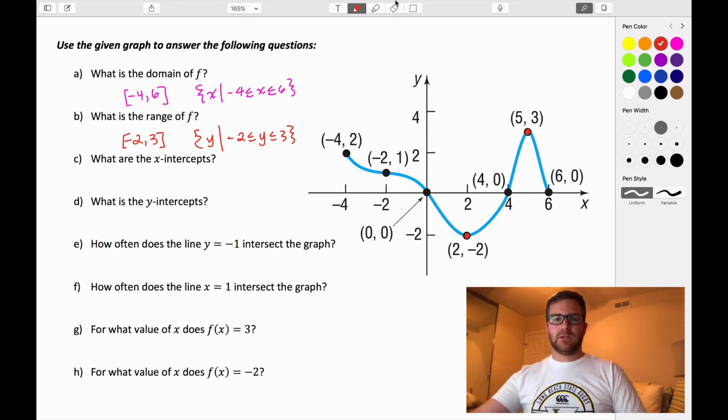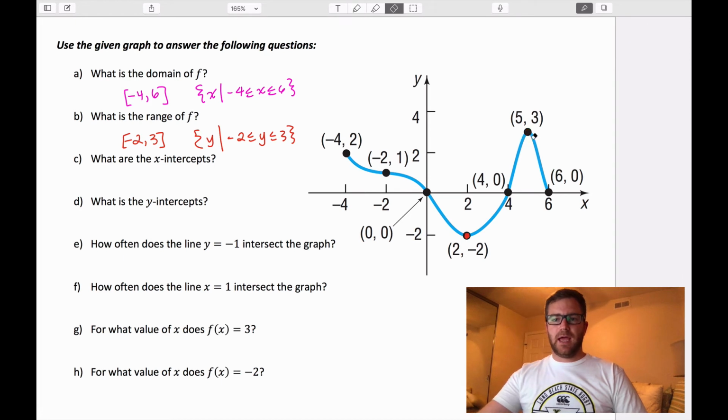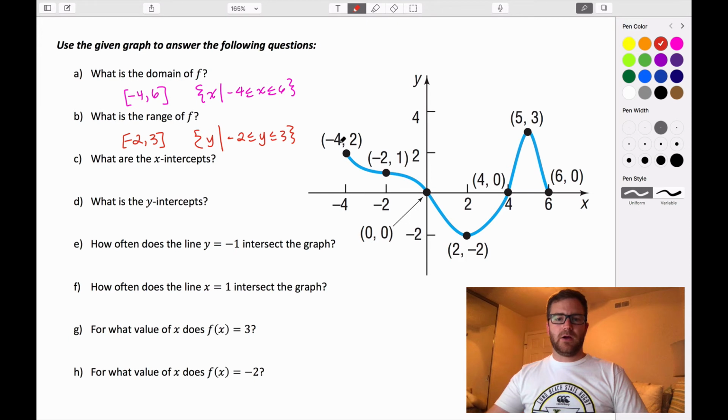Okay. So next, let's look at the x-intercepts. Remember, the x-intercepts are just where our graph crosses or touches the x-axis, and that happens in 3 places. You can just walk along the x-axis and look at where it touches. So we can see we have an x-intercept here, here, and here.